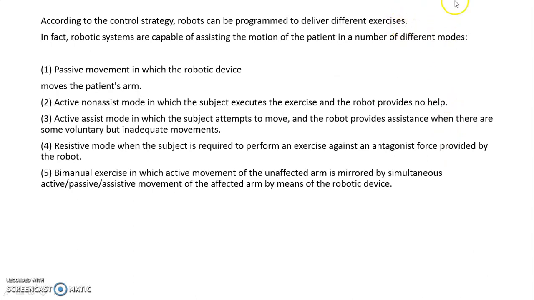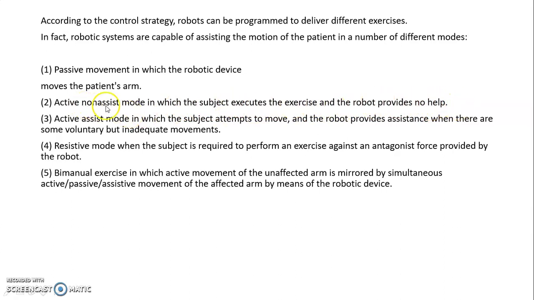According to the control strategy, robots can be programmed to deliver different exercises. In fact, robotic systems are capable of assisting the motion of the patient in a number of different modes, such as passive movement, in which the robotic device moves the patient's arm or even the lower limb; and active non-assisted mode, in which the subject executes the exercise and the robot provides no help.